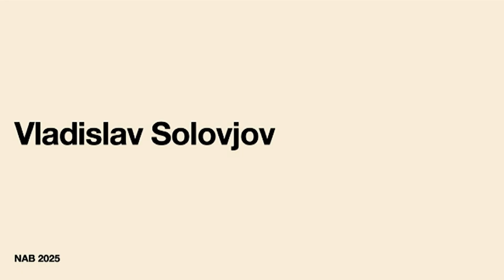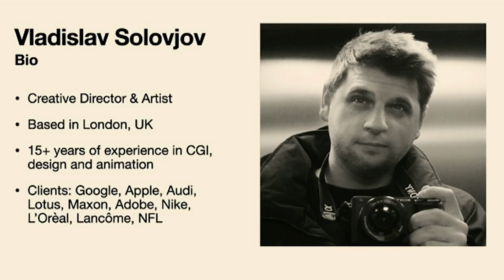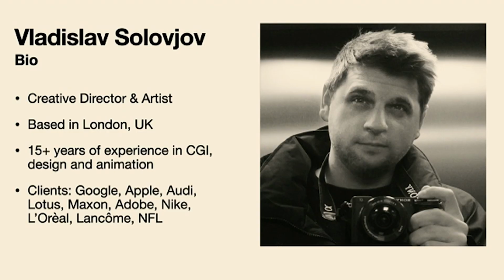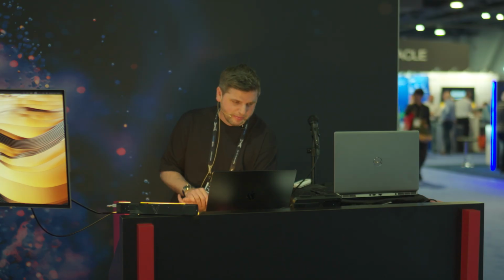So my name is Vladislav Solovjov. I'm a creative director and artist based in London, UK. So with 15 years of experience in CGI, design, animation. So I've been doing it for quite a long time. I think I started doing this back in 2008, 2009. So it's been a long time. With clients like Google, Apple, Audi, Lotus, Maxon, Adobe, Nike, L'Oreal, Lancome, NFL, I try to come up with some new solutions, creative solutions, with which I can elevate whatever I do or have ever done.